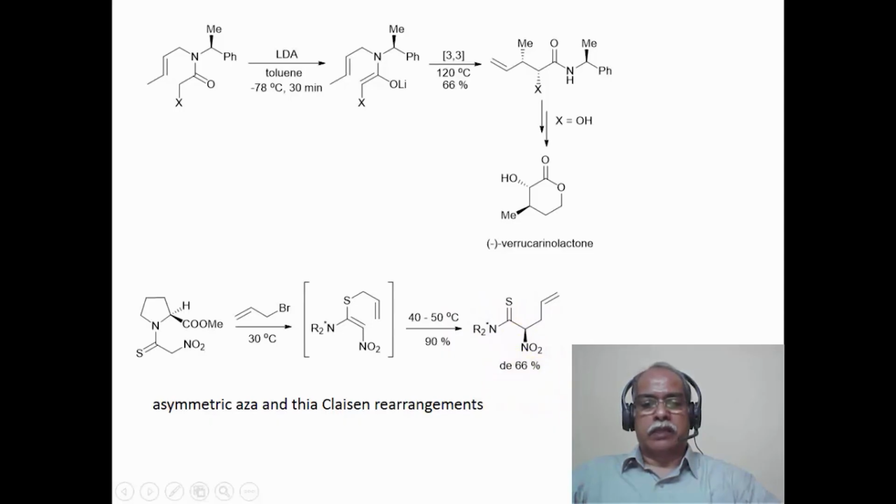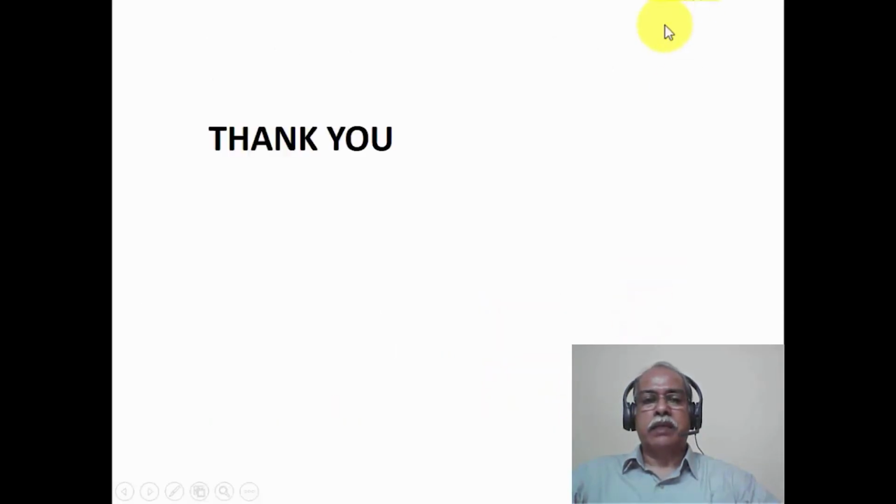So what we have seen in this module is asymmetric Claisen rearrangement of aliphatic type, aromatic Claisen rearrangement, as well as the asymmetric version of aromatic Claisen rearrangement in the module.